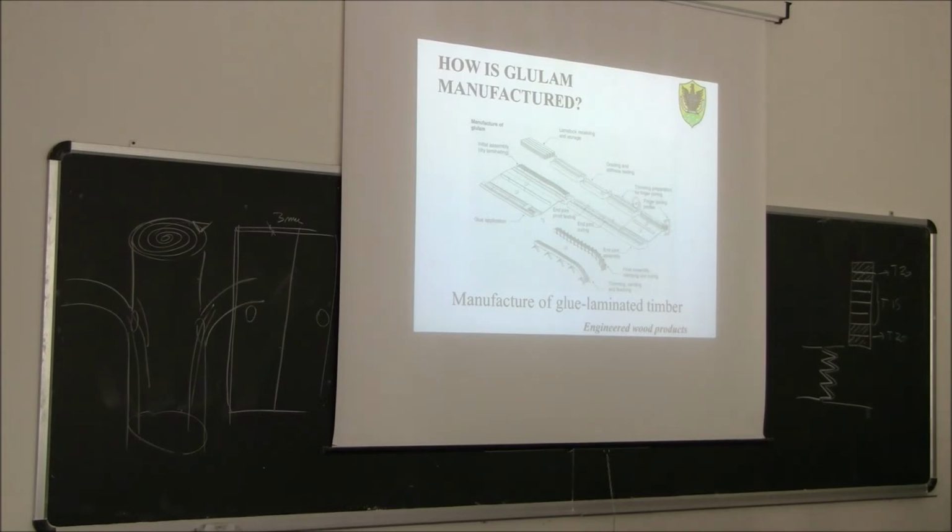The idea is that the finger joints should have a strength not lower than the strength of the lamination itself. So the finger joint, actually the glue joint, should be stronger than the wood of the board.